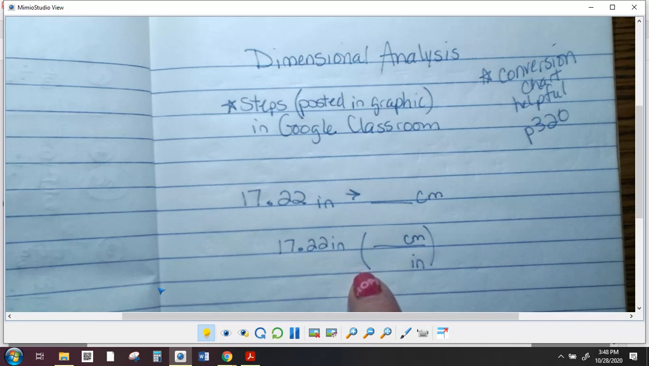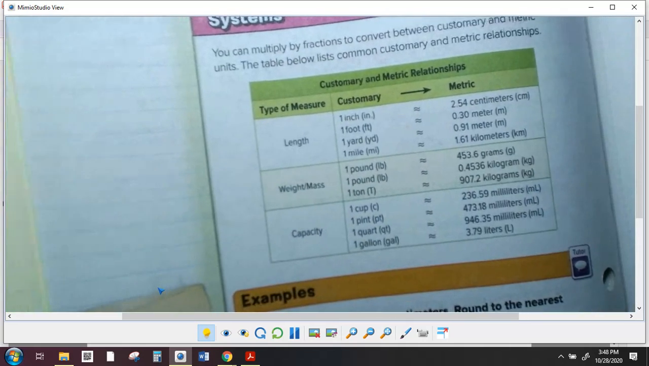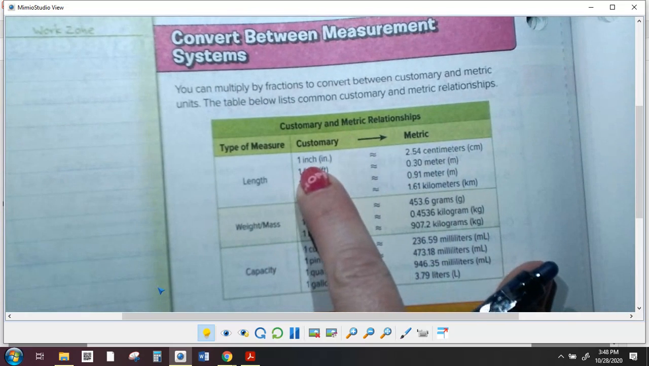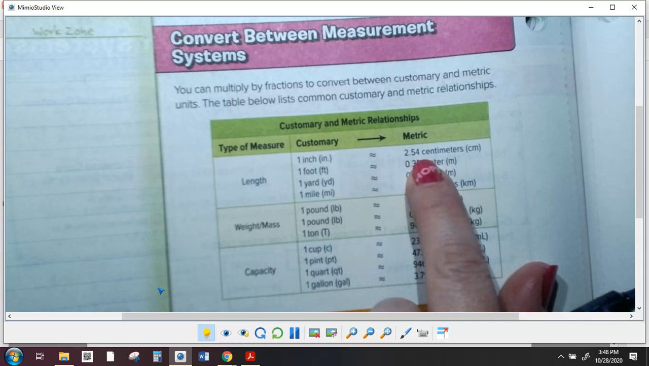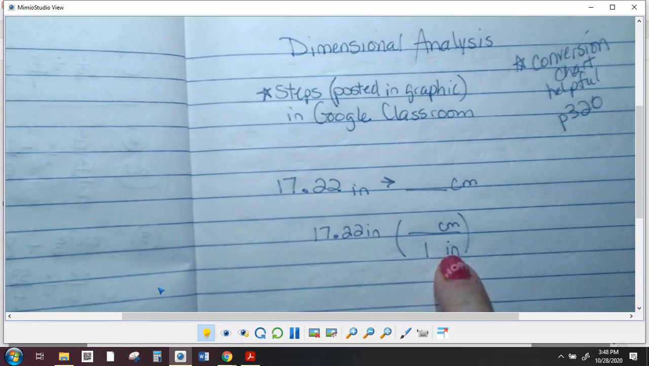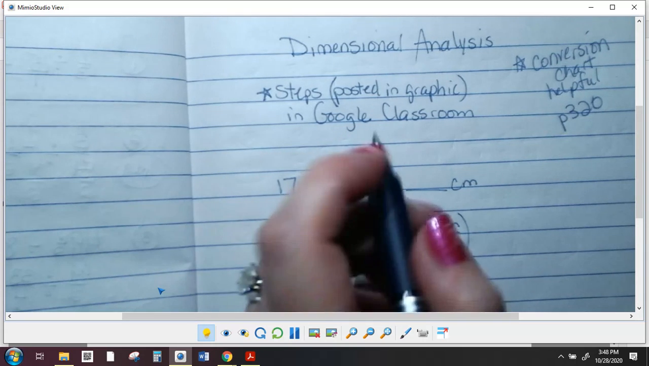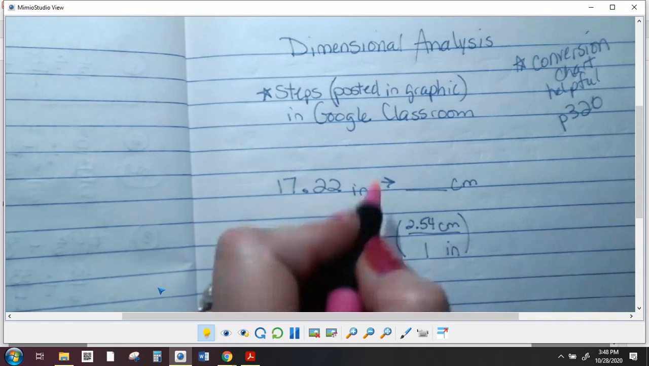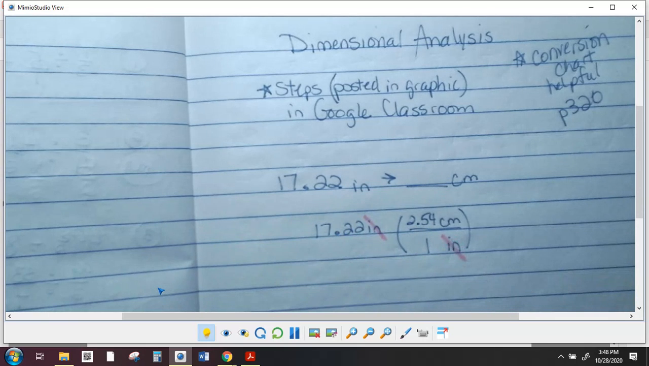All right. Now I happen to have the chart in front of me on page 320. Ta-da! So we're switching between inches and centimeters. Let's see right here. 1 inch is 2.54 centimeters. So let's see. 1 inch, right? This is where the inches are, so this is where the 1 goes, is 2.54 centimeters. Now I got a math problem. I see inches on the top and inches on the bottom. Bye-bye. And I'm left with centimeters, which is good because that's what I want.